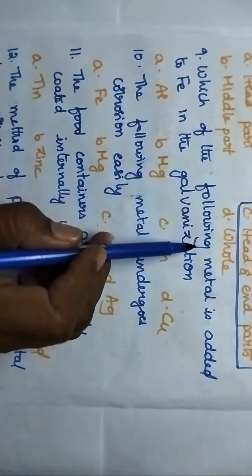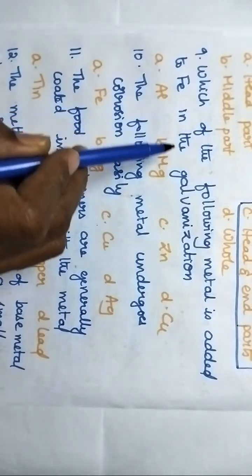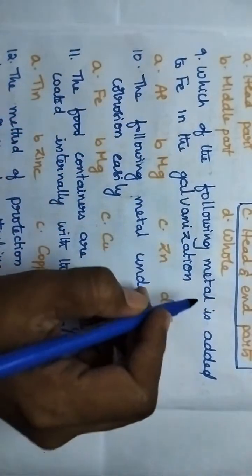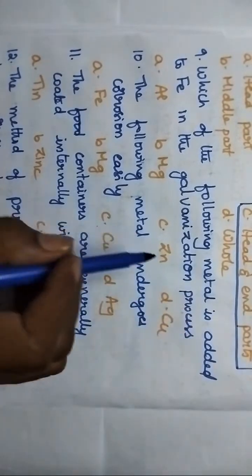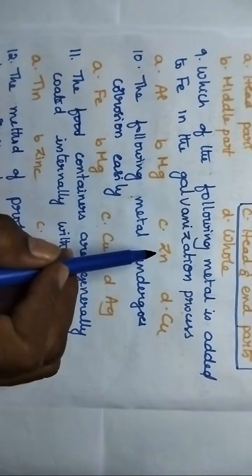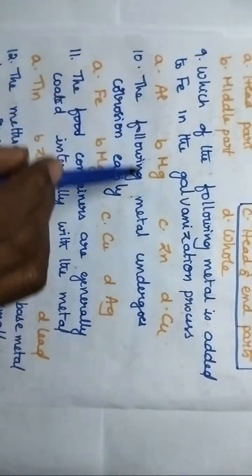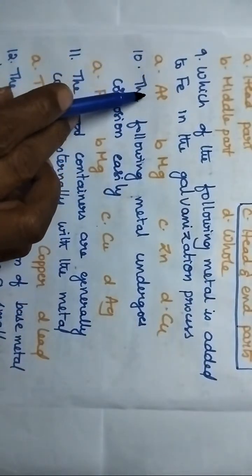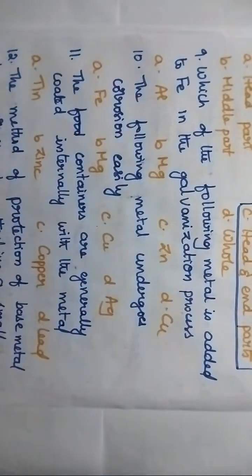Which of the following metals is added to iron in the galvanization process? So, in the galvanization process, which of the following metals is used to protect iron from corrosion? I will read the options. Option A aluminium, B magnesium, C zinc and D copper. Which metal is used in galvanization?